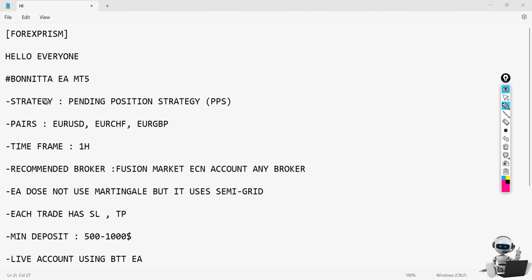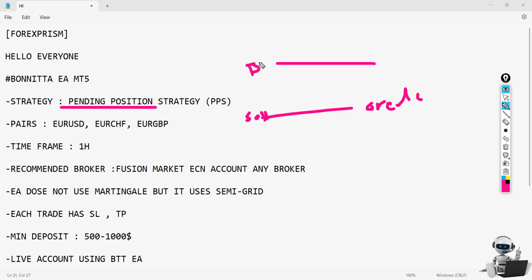Now for this EA Bonita MT5, the strategy is a classic pending position strategy. So what do I mean by pending? It simply opens pending orders, whether sell or buy, it doesn't matter, they will be pending. Each trade is supposed to have a stop loss and take profit, and also a trailing stop loss.